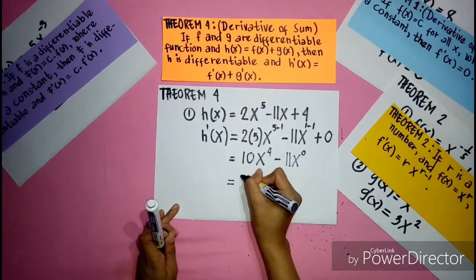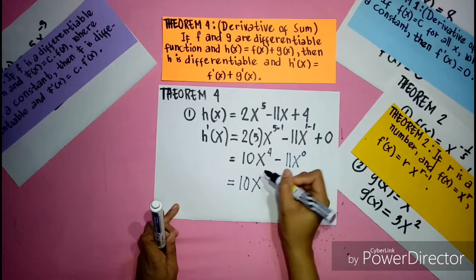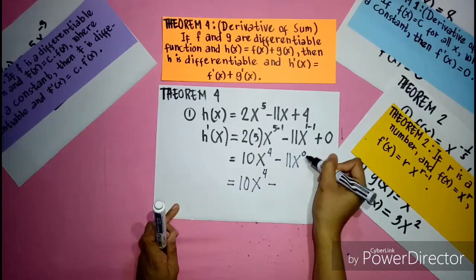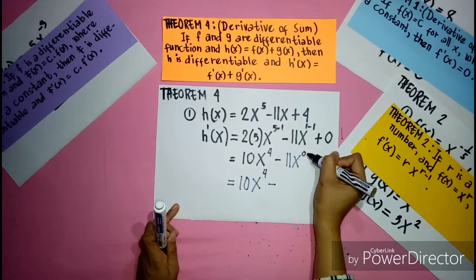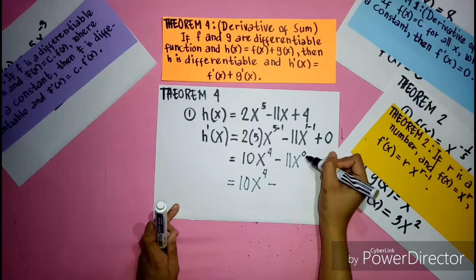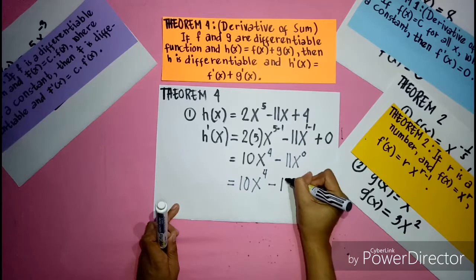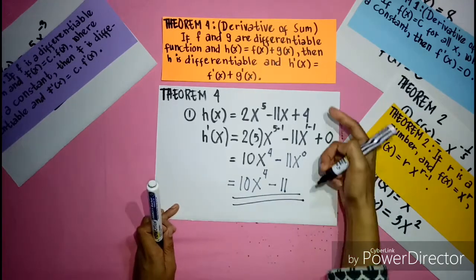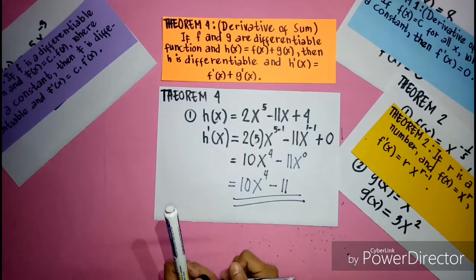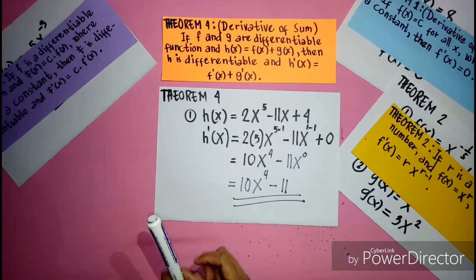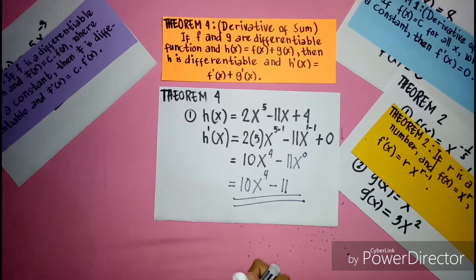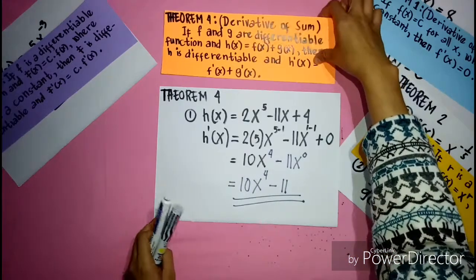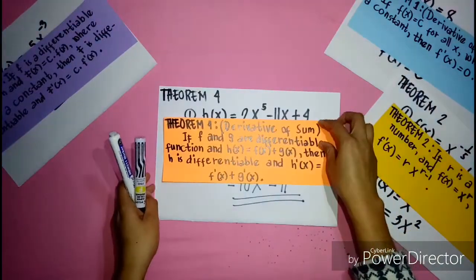Then we have 10x raised to the power of 4 minus 11 x raised to the power of 0. Any number raised to the power of 0 is just 1. So 1 times 11 is just 11. So this is now our derivative of the function 2x to the 5 minus 11x plus 4. That's theorem number 4, the derivative of the sum.